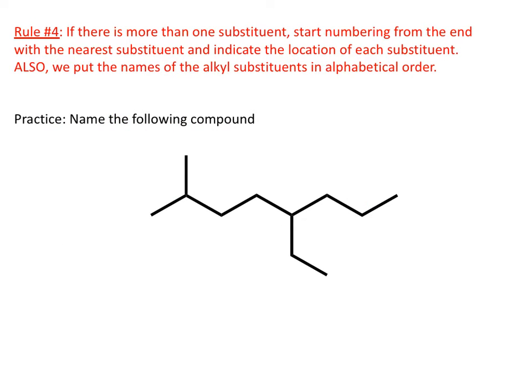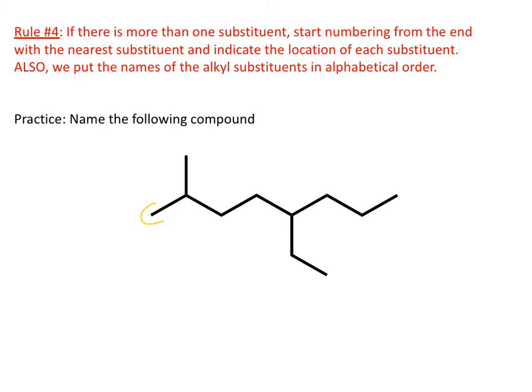So rule number 4, if there's more than one substituent, so more than one group hanging off of that main chain, you want to start numbering from the end of the main chain with the nearest substituent, and then you have to indicate the location of each substituent. Also, we want to put the names of the alkyl substituents in alphabetical order. So first of all, can you find the main chain? It's going to be the longest carbon chain.